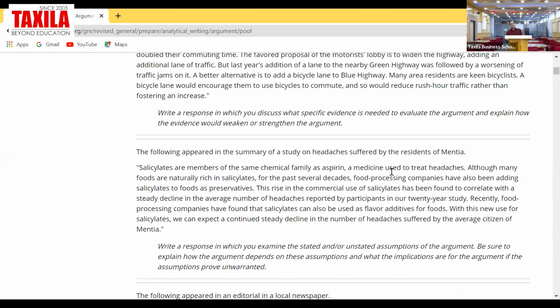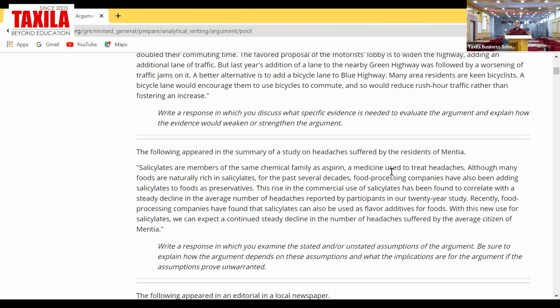The following appeared in the summary of a case study of a headache suffered in the residence of Manchia. It says, salicylates are members of the same chemical family as aspirin, a medicine known to treat headaches. I'm going to go very, very slow. So what is the author talking about? The author is talking about a particular medicine over here. It's named salicylates, and he is claiming that these are members of the same chemical family as aspirin, a medicine used to treat headaches. Of course, yes, we all understand that headaches are treated by aspirin.